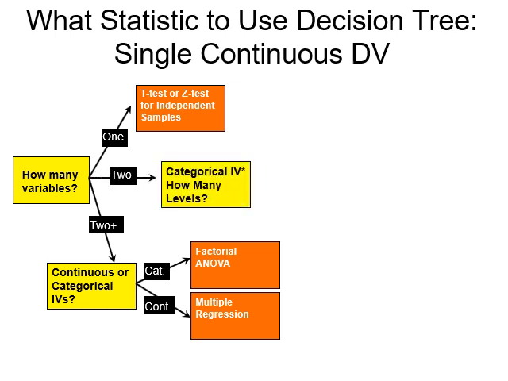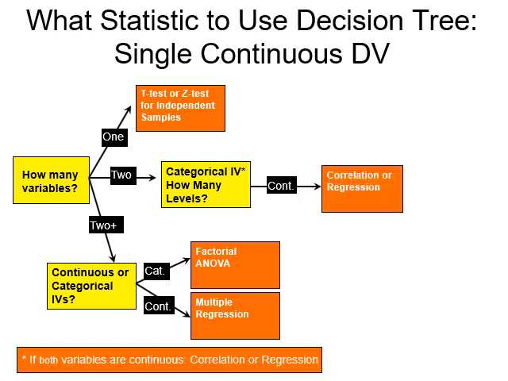Now, if you only have one IV, so this means we're in a one-way design. We have an IV and a DV. The next question is, is that IV categorical? If it isn't, if it's continuous, so we have a continuous IV and DV, we're at correlation or regression. But assuming it's categorical, the next question is how many levels? How many categories? If it's only two, that takes us to a final question.